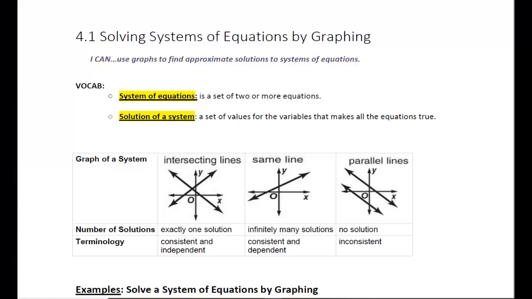Okay, folks, let's take a look at 4.1, solving systems by graphing. At the end of today's lesson, what we want to be able to do is use graphs to find the approximate solutions to the system. The solution to a system is really just the set of values of the variables that makes all equations true. What that means in context is that we are looking for the point of intersection. Where do these two lines cross? Where are they equal to the same output?